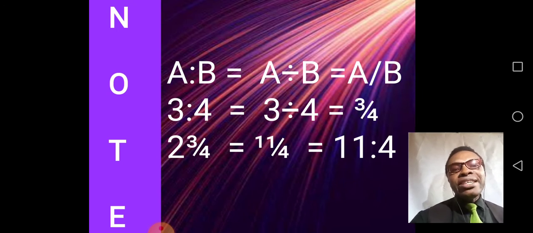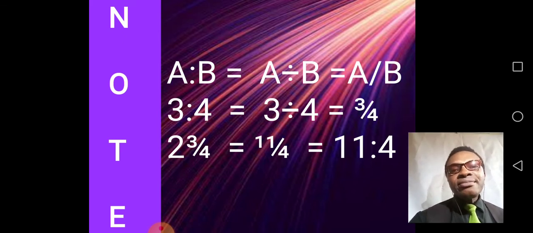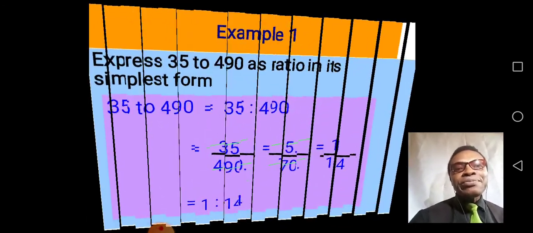So if I say 3 ratio 4, it means 3 divided by 4, which is the same thing as 3 over 4. Now, if I take the mixed number, 2 whole number 3 over 4, you can change it to an improper fraction to be 11 over 4, which is the same thing as 11 ratio 4. Let's take a look at the first example.